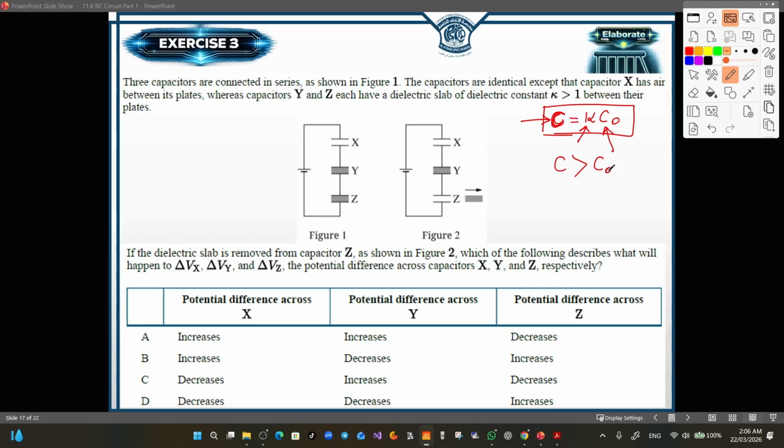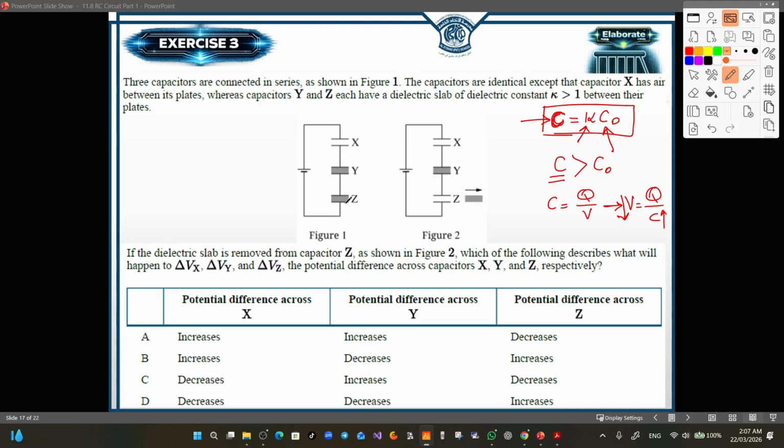Now, also from the relationship C equals Q over V, we know that V and C are inversely proportional, and also we can write it in this way. Since we are looking for V, I can write it as V equals Q over C. So when we introduce a dielectric, the C will increase, and if the C increases, then the potential difference will decrease.